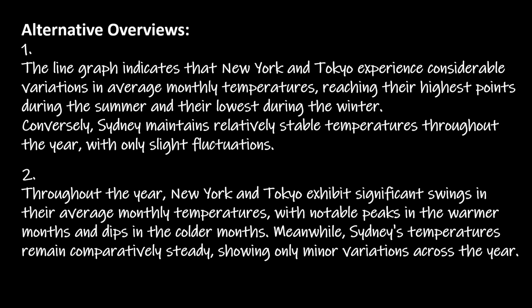Throughout the year, New York and Tokyo exhibit significant swings in their average monthly temperatures, with notable peaks in the warmer months and dips in the colder months. Meanwhile, Sydney's temperatures remain comparatively steady, showing only minor variations across the year.